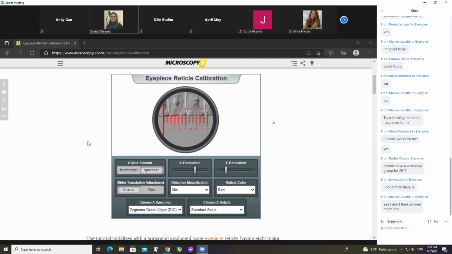Okay, all right, so what we're going to do is pretend this is our eyepiece ruler. Notice it has these markings from 0 to 8, and they don't have any units. They're not in any standard measurement. They're just arbitrary markings that we can use to measure. So I can move the specimen. I can't move the ruler, of course, because it's part of the ocular lens.